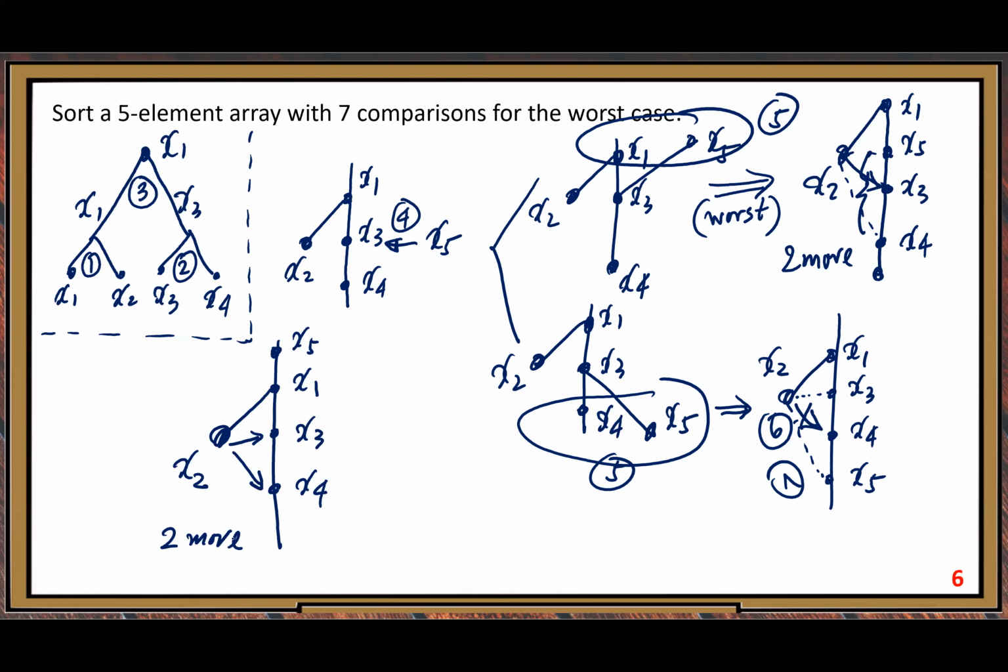Still 2 more. So in any of these cases, after comparison 5, you need 2 more. So the total is 7 comparisons. Total 7 comparisons. Okay?